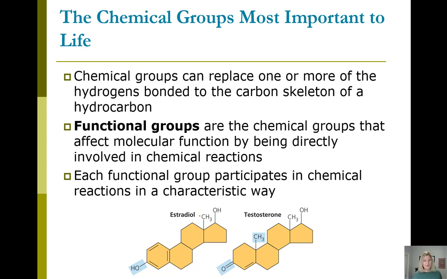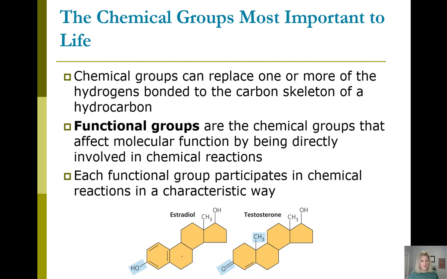So for example, look at down here, we have two hormones. These are the two sex hormones, estradiol and testosterone. Now, if you kind of just look at it briefly, it looks very much the same, okay? So the carbon skeleton is actually the same, pretty much. I mean, you see that there's these little hexagons. Here's a pentagon, hexagon.